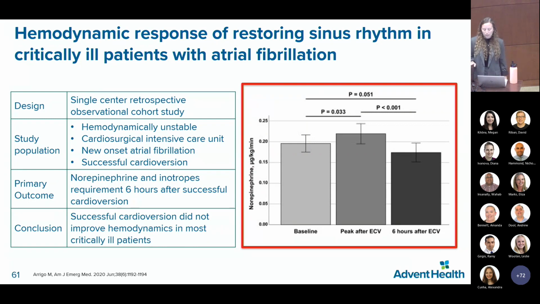Overall, successful cardioversion did not improve hemodynamics in most critically ill patients, and this may be because the instability in these patients is not due to the atrial fibrillation, but due to some other cause.